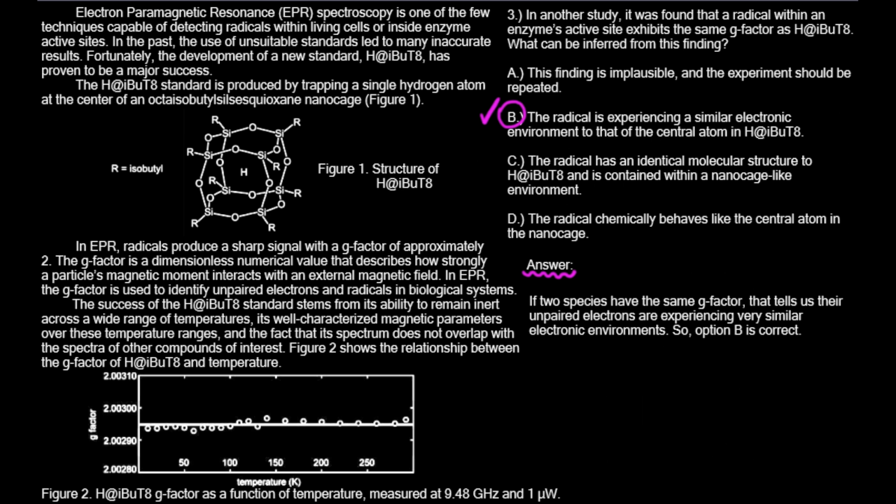That's why the correct answer is answer choice B. The radical is experiencing the same type of electronic environment as the central atom in H@IBU-T8, the standard. The other answer choices go too far by claiming identical structures or chemical behavior, which the g factor alone cannot prove. So the correct answer to question number 3 is answer choice B.